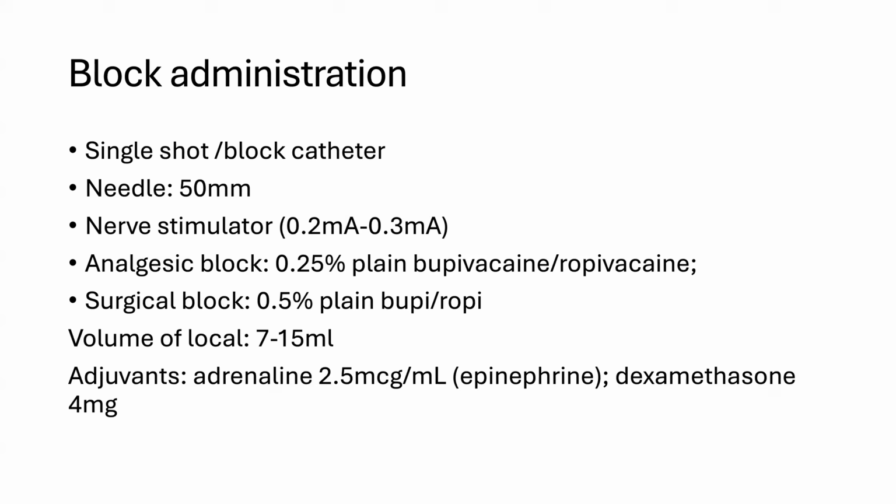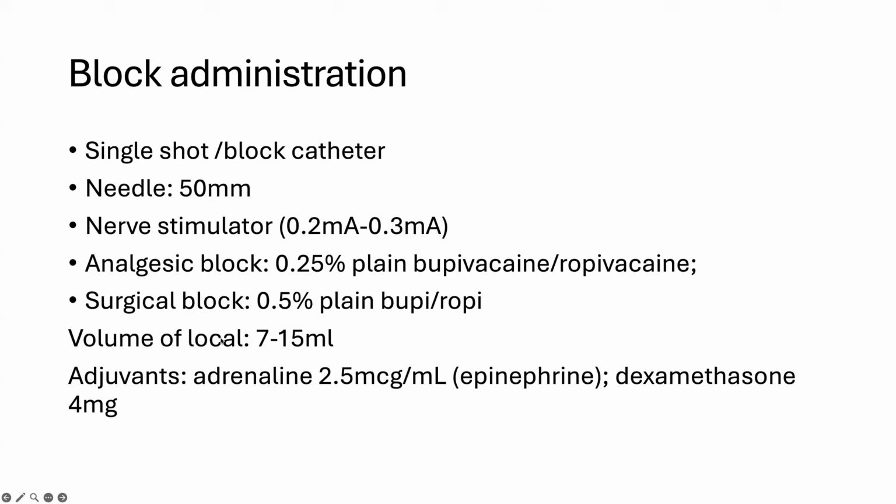In terms of analgesia, you have to decide, are you going to do an analgesic block, or are you going to do a surgical block? For an analgesic block, use a lower concentration, 0.25% plain bupivacaine or ropivacaine, and for a surgical block, 0.5% plain bupivacaine or ropivacaine. Actually using an analgesic block is better, less is more, in that you reduce the chances of local anesthetic toxicity by using a lower dose. And if the patient is going to have a general anesthetic, there is actually no need to administer a surgical block. So the volume you're going to use is between 7 and 15 mLs.